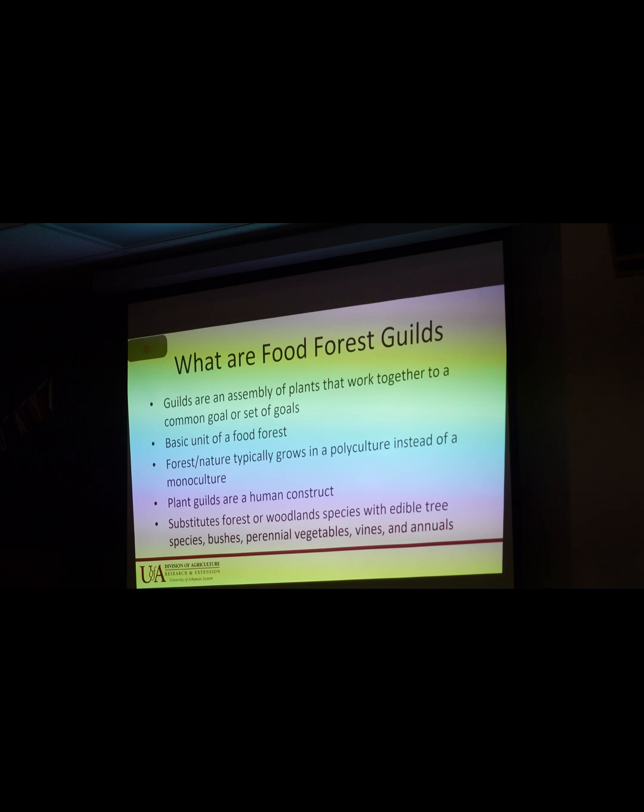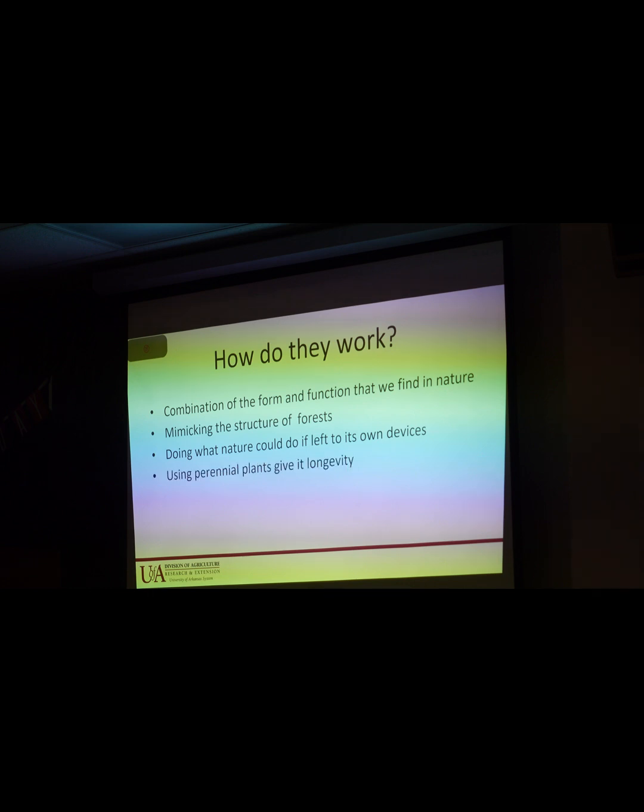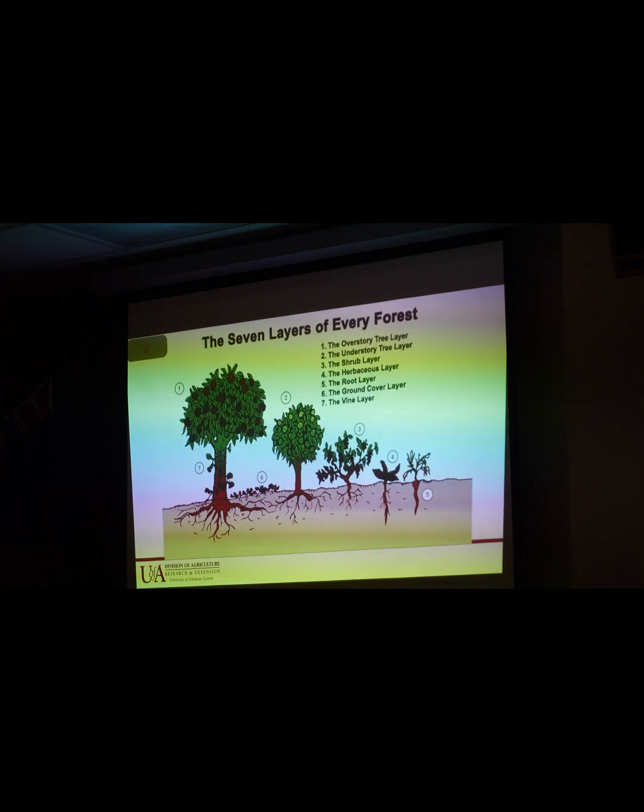We substitute forest or woodland species with edible tree species, bushes, perennial vegetables, vines, and annuals. So how do they work? It's the combination of the form and function that we find in nature, mimicking the structure of forests, doing what nature could do if it's left to its own devices. Using perennial plants gives it longevity, from a few years to many years, depending on the selection of plants.